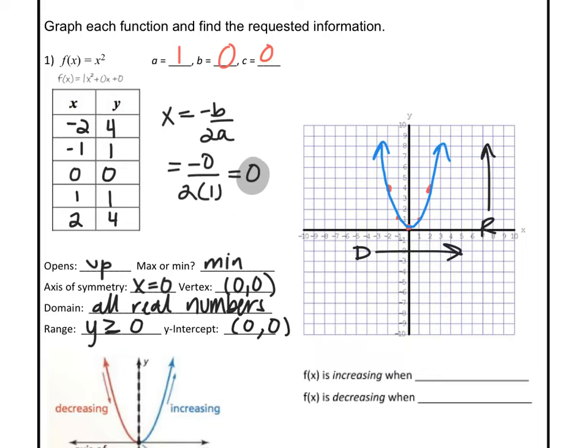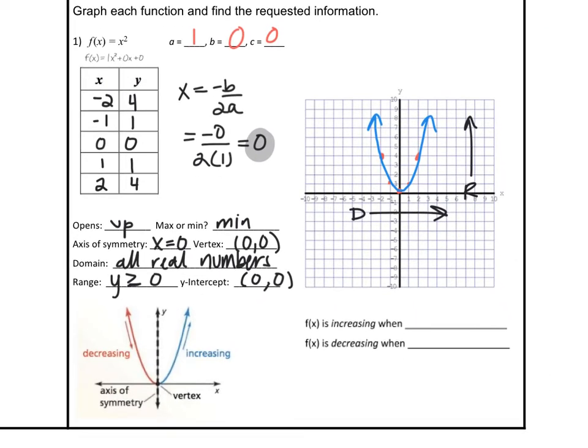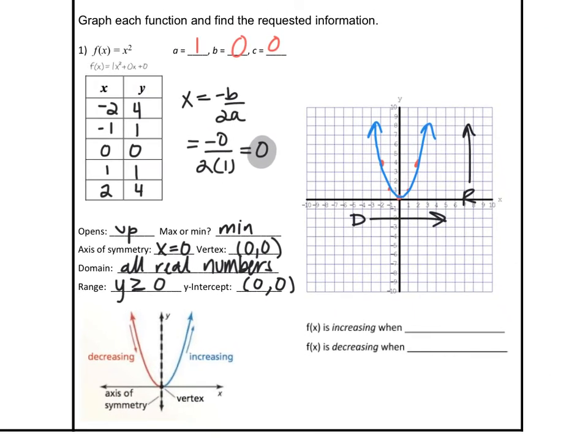Okay, now let's talk about when this is increasing and when it is decreasing. It's increasing when the parabola is going up from left to right, and it's decreasing when it goes down. So you see a picture of that over here. It's decreasing going down in this section right here, and it's increasing in this section.